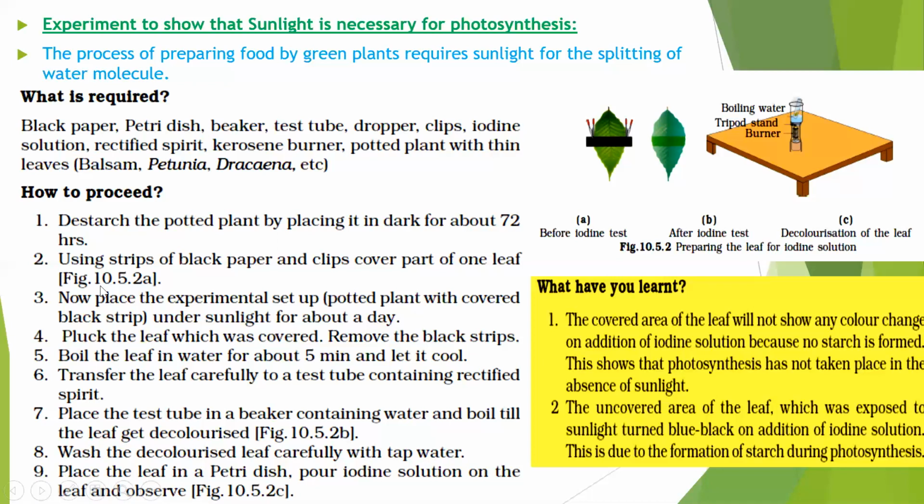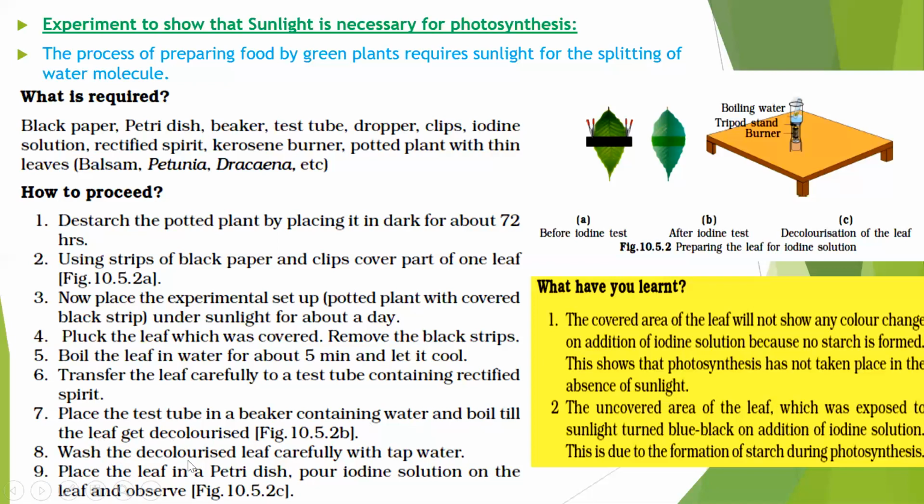Now place the experimental setup under sunlight for about a day. After that, pluck the leaf which was covered. Remove the black strips. Boil the leaf in water for about 5 minutes and let it cool. Then transfer the leaf carefully to a test tube containing rectified spirit. For what? To remove green colored chlorophyll. Now place the test tube in a beaker containing water and boil till the leaf gets decolorized.